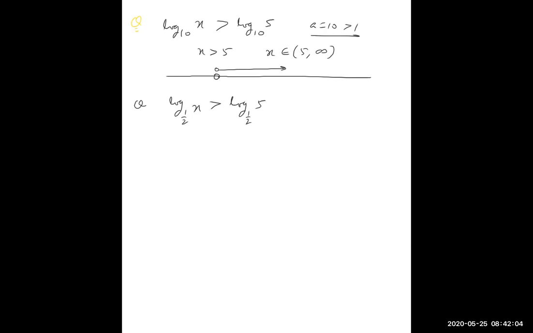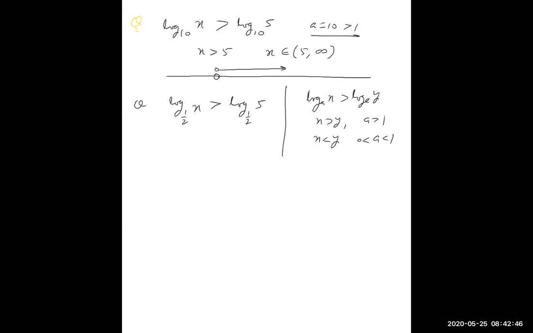Now tell me what must be the answer. All students must attempt this problem. See, two things I have told. Log a x is greater than log a y. What was the most important thing? X will be greater than y if a is more than 1. X will be less than y if a is between 0 and 1. Your whole focus must be on this base.